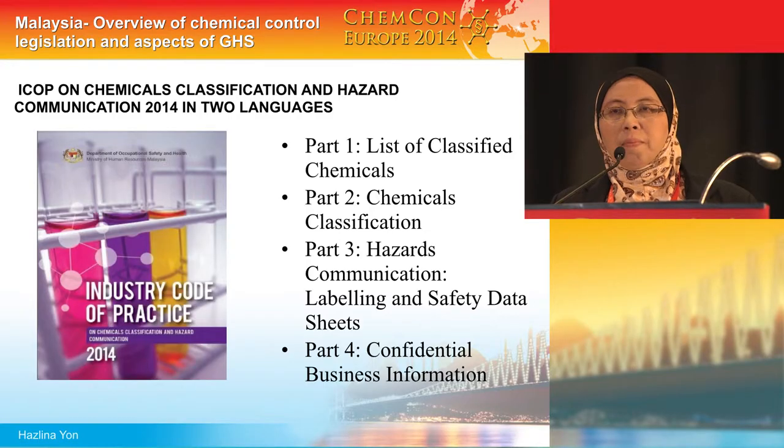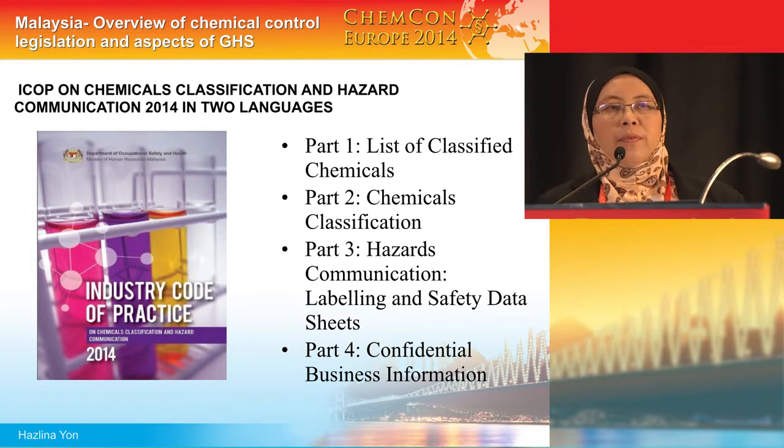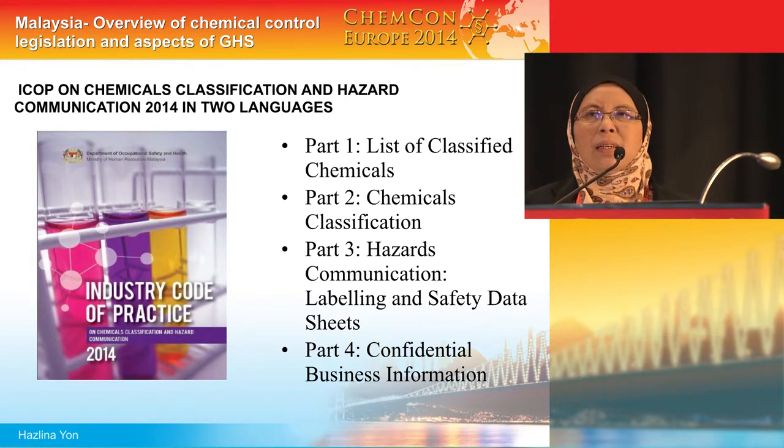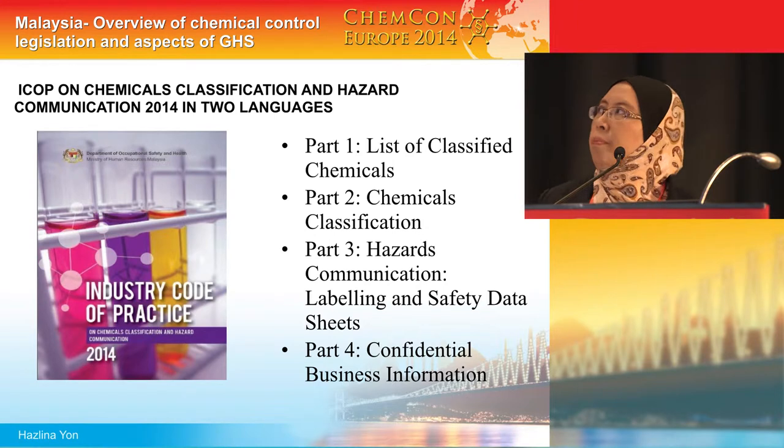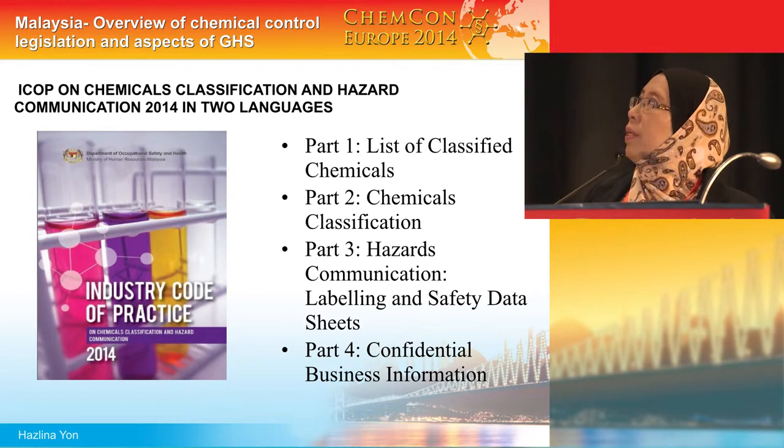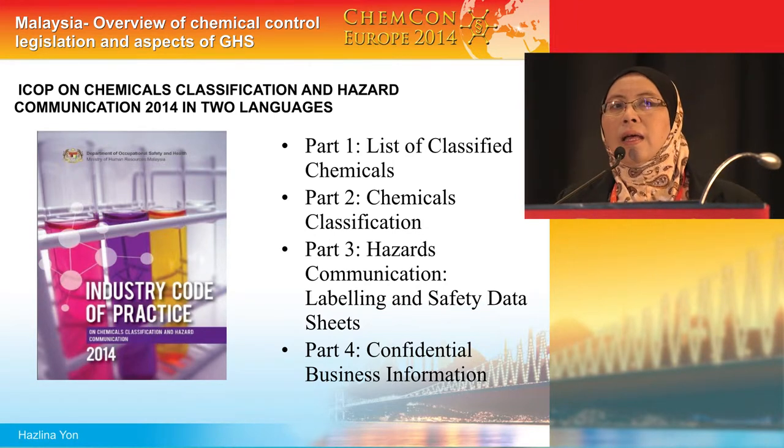Okay, this is the front page of the ICOP, which I mentioned just now. It has not been published yet, should be anytime in April. So in ICOP, what do we have? ICOP is actually, we have all these four parts. Part one is the list of classified chemicals. At the moment, we have classified only 200 plus chemicals, but it will be updated from time to time.